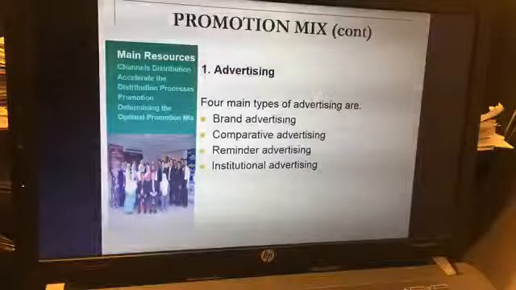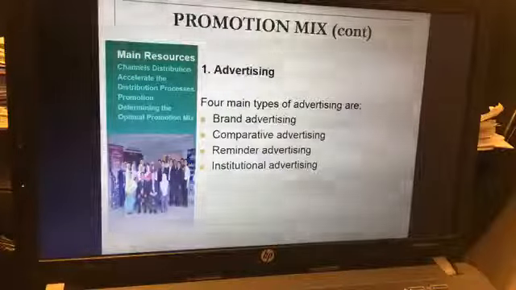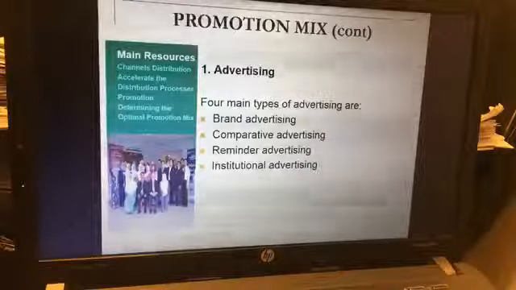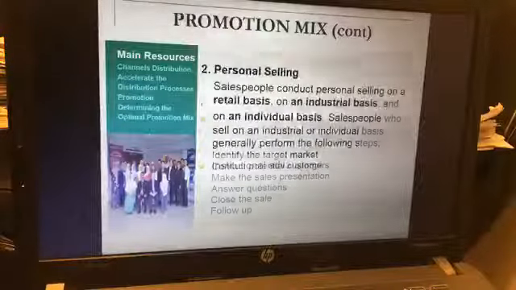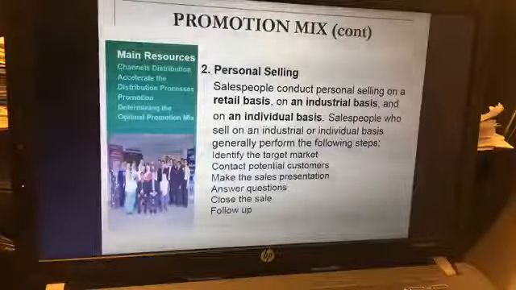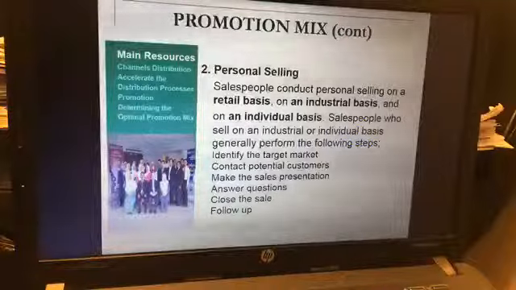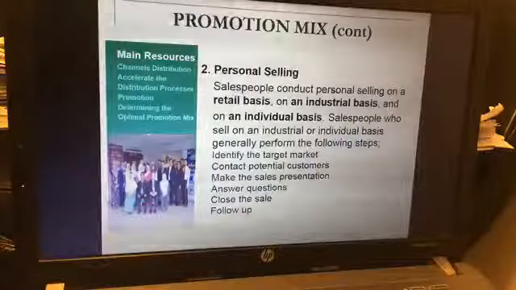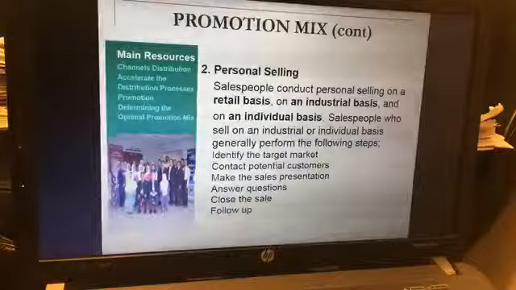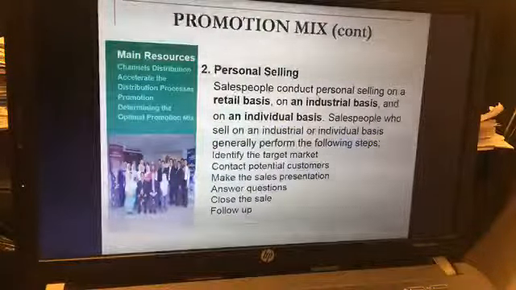Probably the last one is institutional advertising. You want to advertise your institution, as compared to your product itself. This is for advertising. Then number 2, we have personal selling that I've mentioned before. This is normally used by multi-level marketing companies. Basically they conduct personal selling on a retail basis, or on an industrial basis, and on an individual basis.